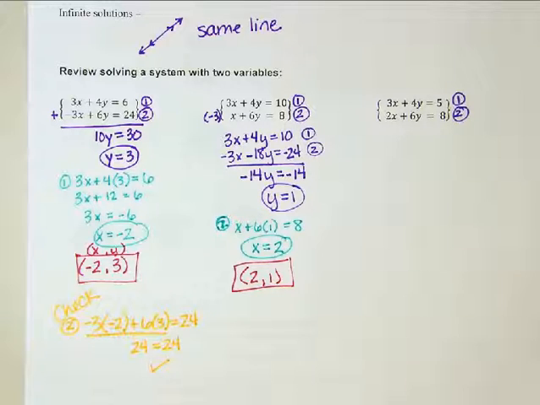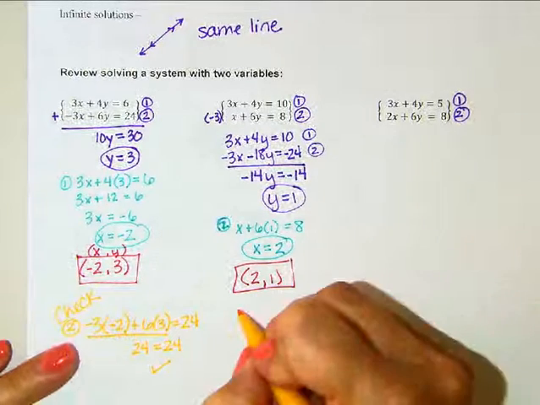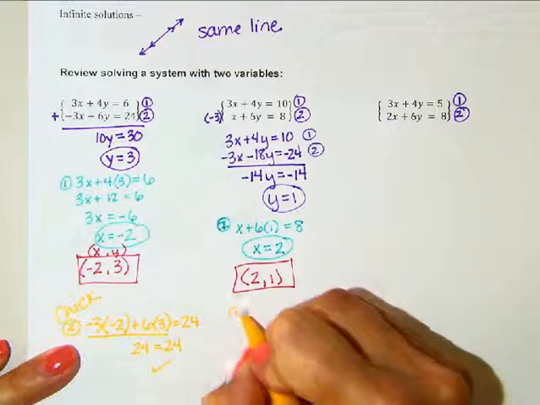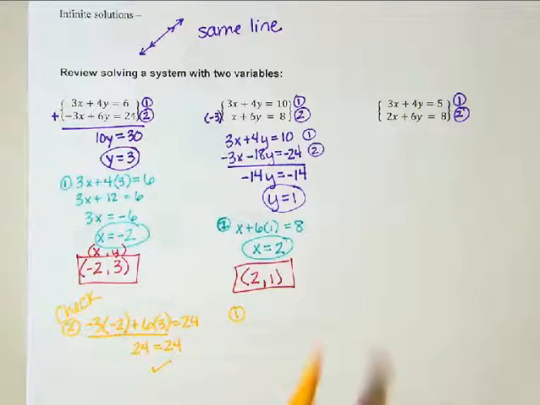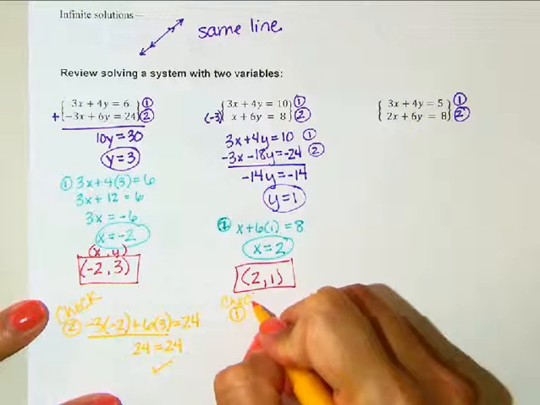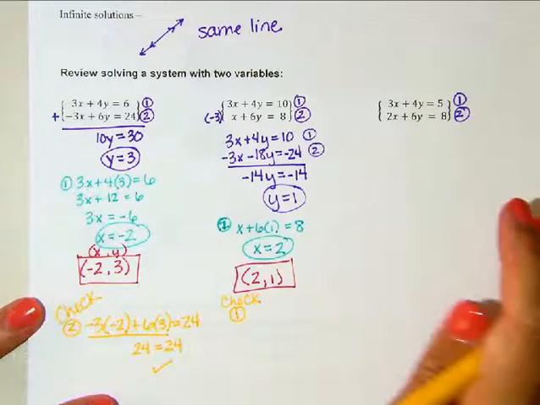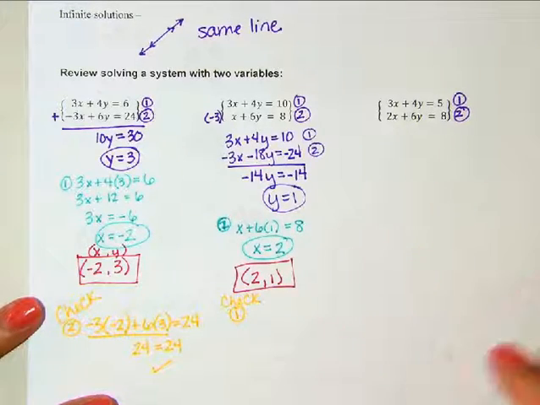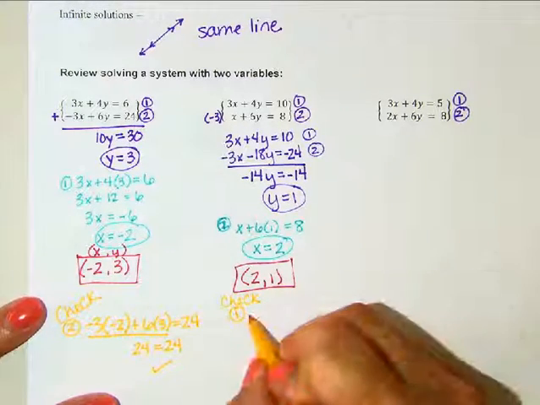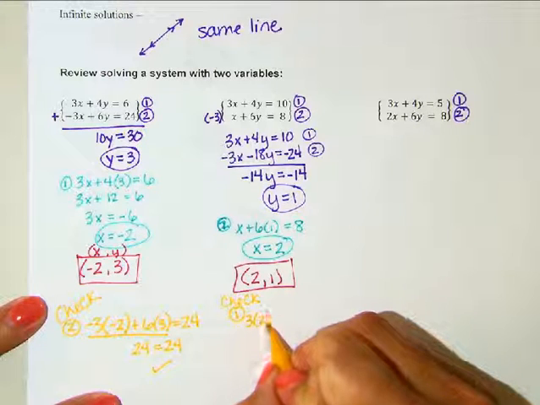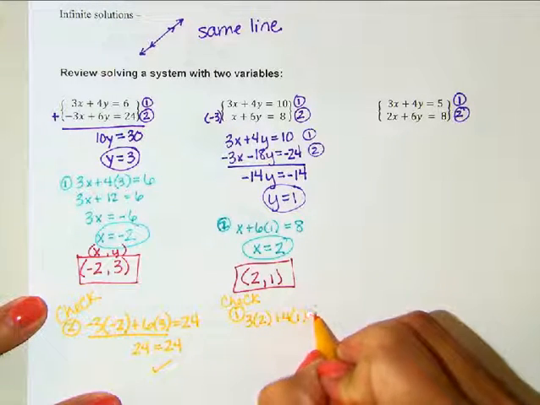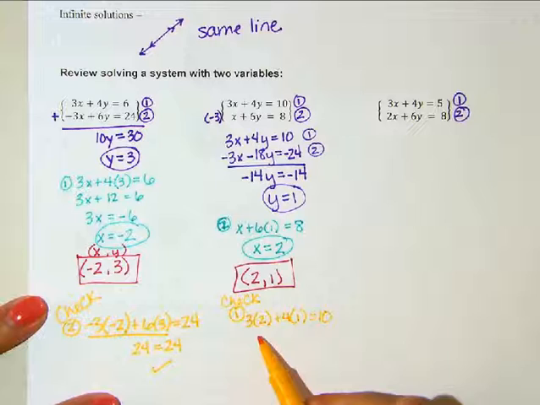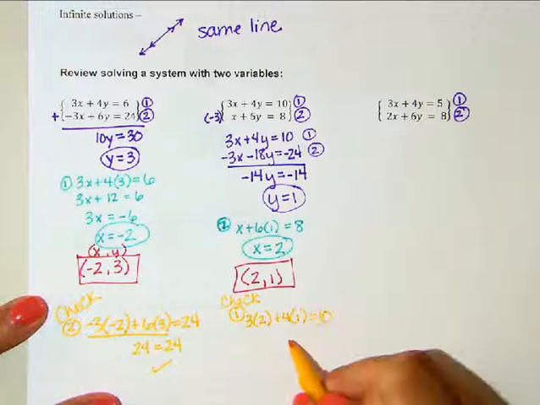So I use equation 2 to find my x. I'm going to use equation 1 to check it. And usually it's good to put, okay, this is where I checked. So, like, make a little note. And you do need to get in the habit of checking, especially when we get to the 3 variables. So I plug it in. I have 3 times 2 plus 4 times 1 equals 10. 3 times 2 is 6, plus 4 is 10.